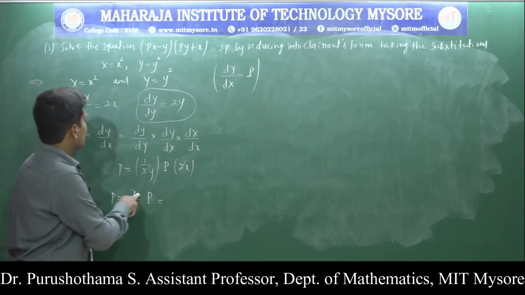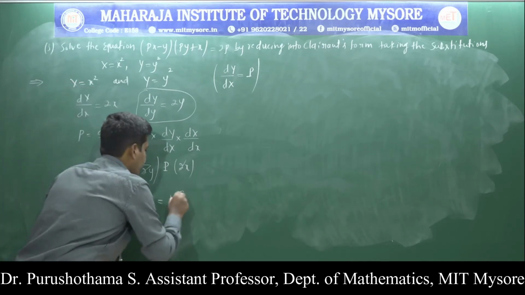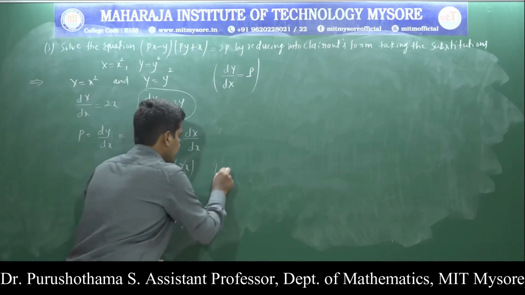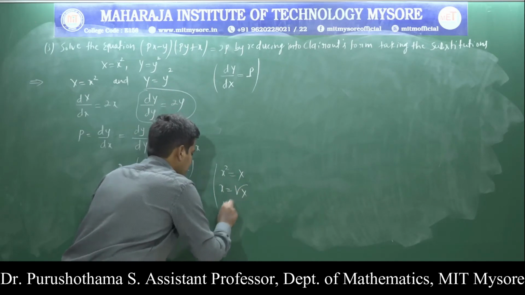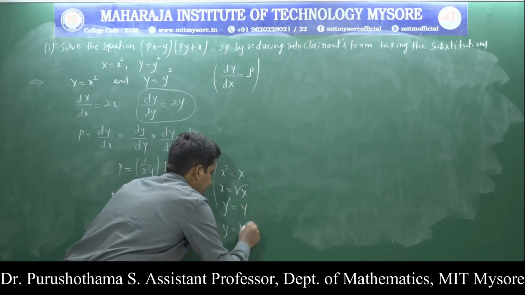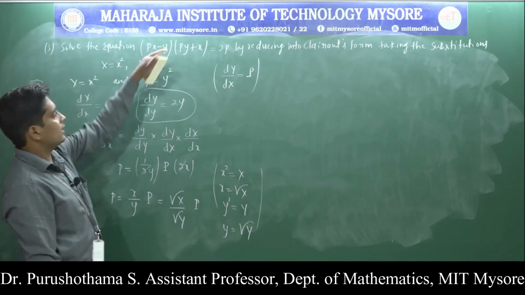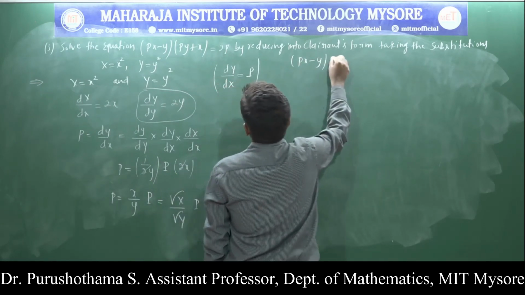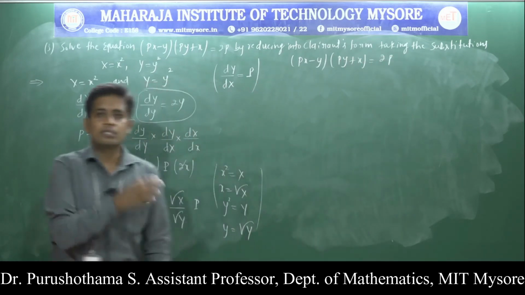But we know that x square is equal to capital X, so small x is root of capital X, and y square is equal to capital Y, so y is root of capital Y. Therefore, small p is root of capital X divided by root of capital Y into capital P. This is the condition. Now using the small p value in the given equation, (px - y)(py + x) = 2p.